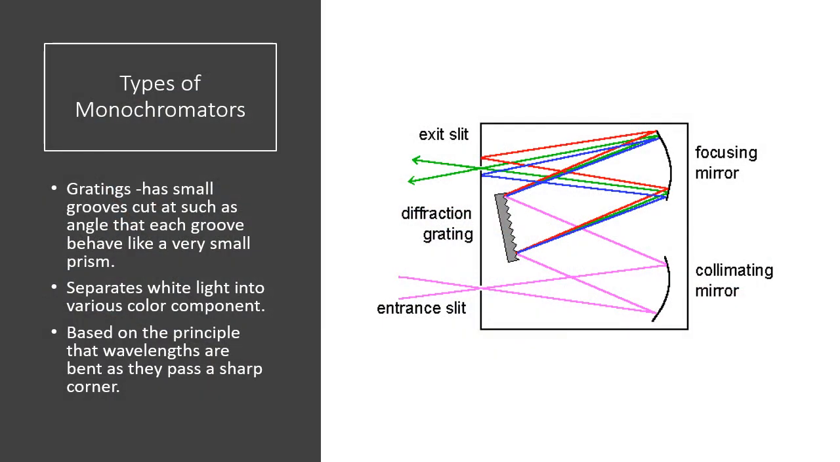Next, yung gratings natin, which are the monochromators that are most commonly used in our spectrophotometers nowadays, because mas madali siyang gamitin and mas convenient, mas maganda pati yung isolation niya ng light. So gratings have small grooves cut at such an angle that each groove behaves like a very small prism. So these are considered to be multiple prisms. No? These are based on the principle that wavelengths are bent as they pass a sharp corner.